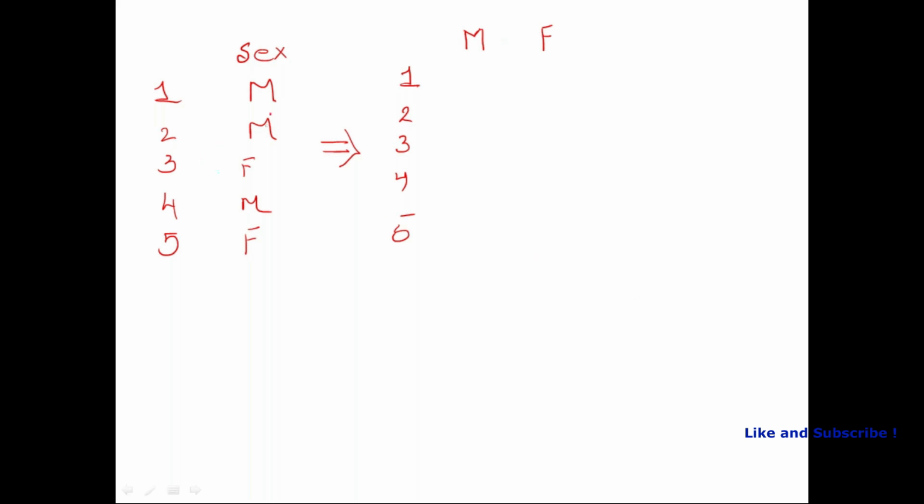Now over here, if the first person was male, it will put 1 under male and 0 under female. If the second person was male, this is 1 and this is 0. If the third person was female, this is 0 and this is 1. If the fourth entry was male, this is 1 and this is 0. If the fifth entry was female, you will get something like this. This is what get_dummies has done.